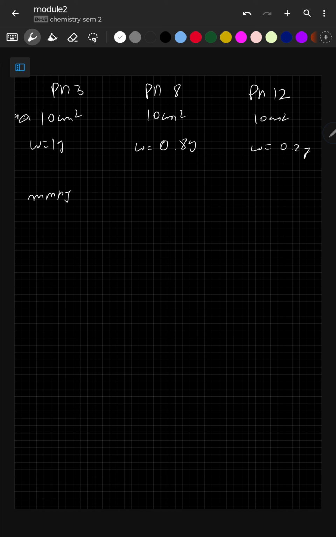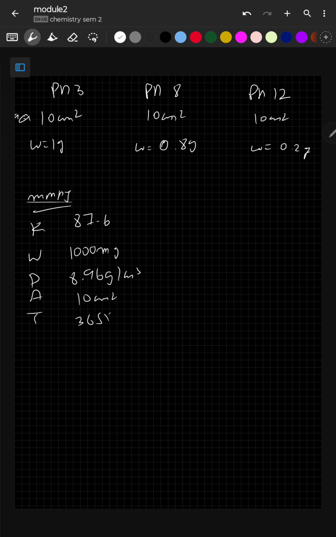mmpy. First, let me take pH equals to 3 case. Okay, so we need K, W, D, A, T for that. mmpy. So 87.6. Weight is 1 gram. We need in milligrams. So 1000 mg. Density they have given us 8.96 gram per centimeter cube. Area is 10 centimeter square, and we need it in centimeter square itself. And time period they have given as 1 year. So 365 into 24 I will write. Okay. Now let me calculate the CPR for this.